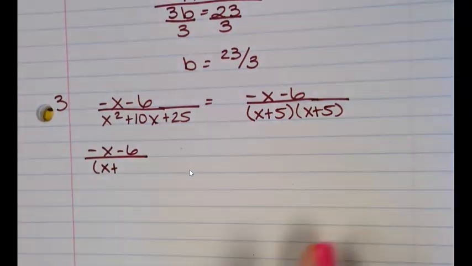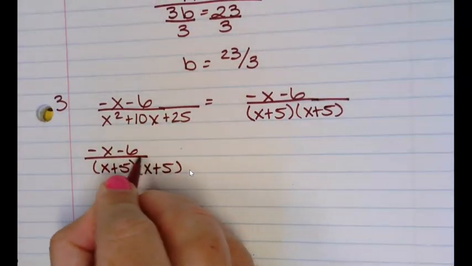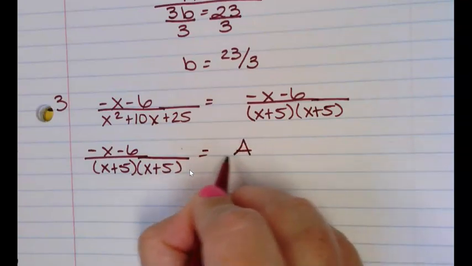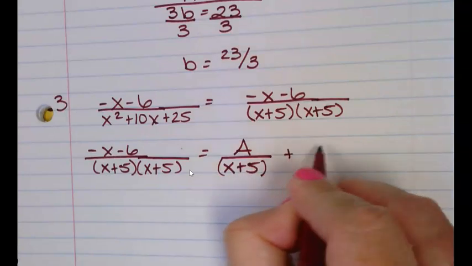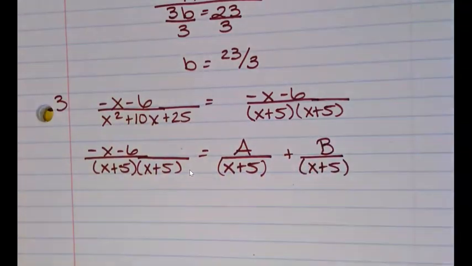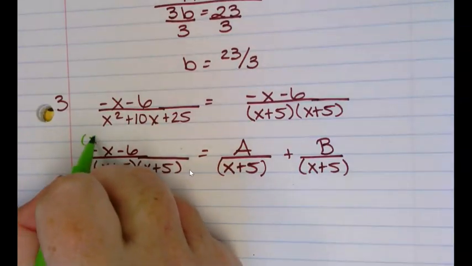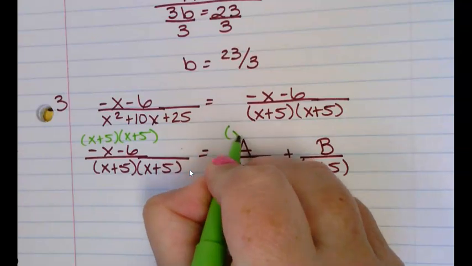X plus. Okay, so we do a over x plus 5 plus b over x plus 5. Okay. Remember, you need to multiply by x plus 5 and x plus 5 all the way across.